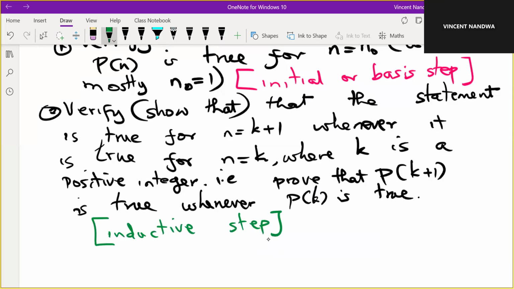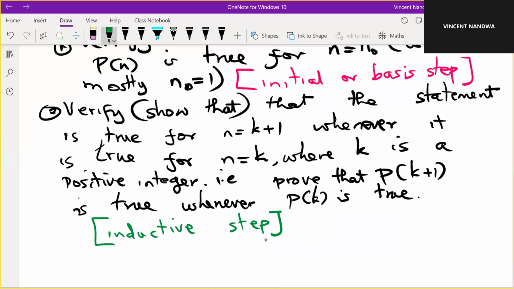And this assumption that P of k is true is usually called the hypothesis. So we just rewrite the same statement, but where there's n, you put k. So that is called the hypothesis, by assuming that P of k is true.